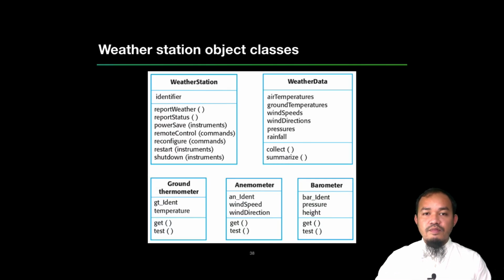The weather station object class, this is the object class identified for the weather station by looking at many resources, and then we can identify it like this. The object class includes first the name of the object class, then the property of the object class, and the last one is the method or function of the object class.